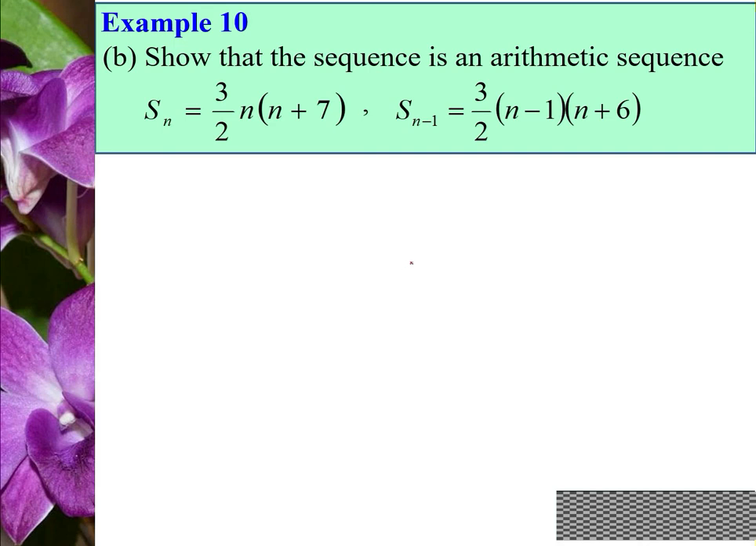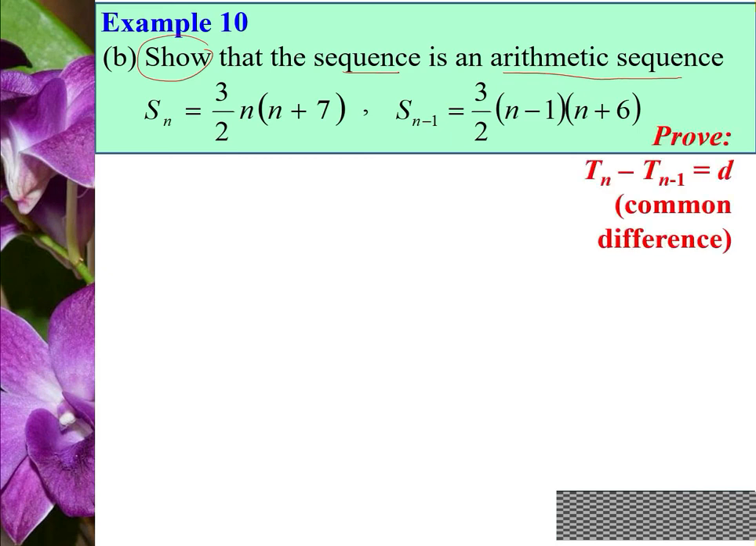Show that the sequence is an arithmetic sequence. For this question, they did not give us the sequence. They only gave us information about the sums, Sn, and also the sum of the first n minus 1 terms. So how to show that the sequence is an arithmetic sequence? Please do take note. To prove whether a sequence is an arithmetic sequence, you have to use this formula, Tn minus Tn minus 1 equal to d. You have to prove in general. You must leave the terms as n and n minus 1. Do not substitute in n to be any other number like 2 or 3 and so on.